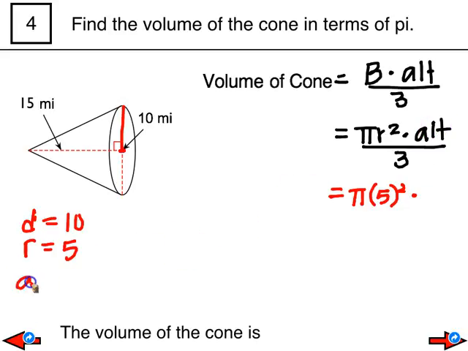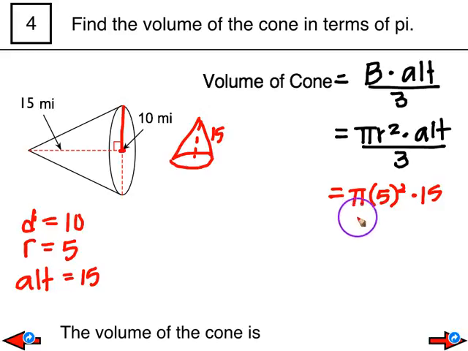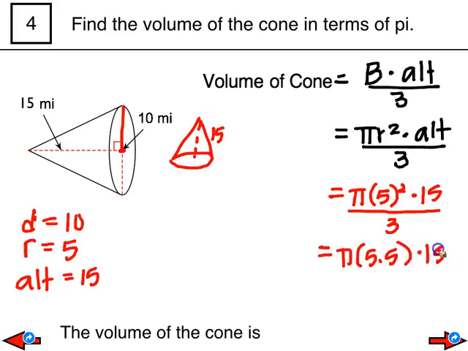Well, what's the altitude? The altitude is the height of the cone. Right now, it does appear as if it's on its side, so if you want to, you can redraw it like so. And then you would see that the height would be 15. So I'm going to write 15 as my altitude. And last but not least, you've got to make sure you divide by 3. Now I'm going to go ahead and expand the 5 squared. So that's going to be pi times 5 times 5 times 15 divided by 3.